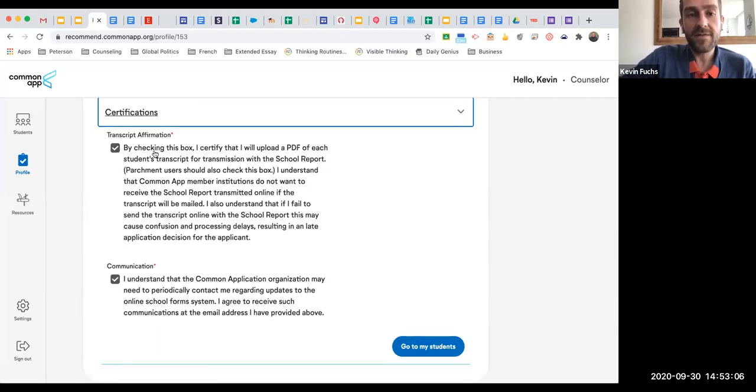Right, and then at the end, first of all, it's very important as a counselor that we keep track ourselves. We have to make sure that we send in all the grade reports from our end, right? So you have to click on this box, and this also tells them that you're going to be sending all these transcripts, so you don't forget that.